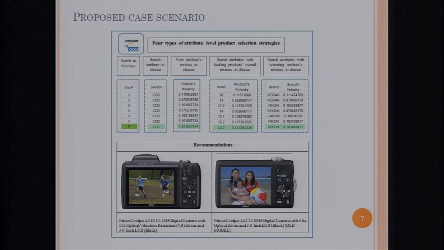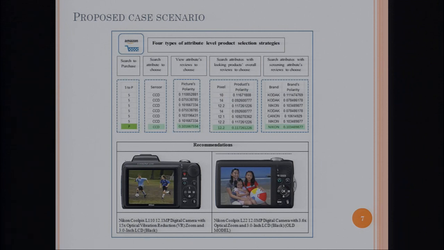In another case, people may search an attribute and look at the corresponding product overall review and choose, like they first search pixel 10 and look at product polarity 0.11 and finally choose pixel 12.2 and 0.117. Another condition: people can search an attribute while screening that particular attribute's review, like they search the Kodak brand and corresponding brand polarity 0.11 and finally choose Nikon and corresponding polarity 0.11.